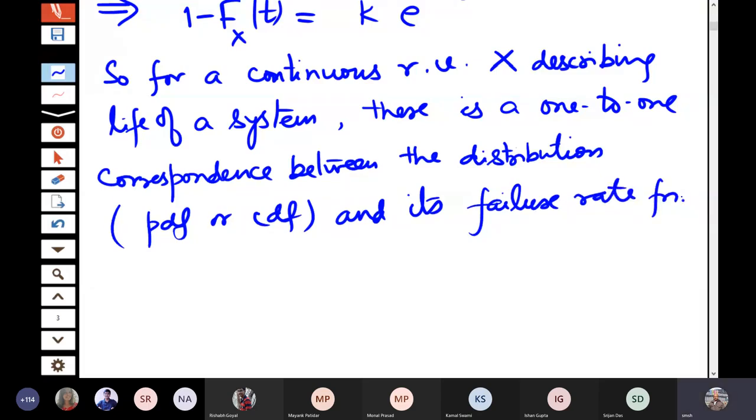So this failure rate is another very important parameter for the engineers, because whenever they are considering a system, they will be interested in its reliability, they will be interested in its failure rate. At a particular point of time, what is the rate of failure? So let us try to analyze with respect to the distributions that we have studied. So let us look at, for example, exponential distribution.